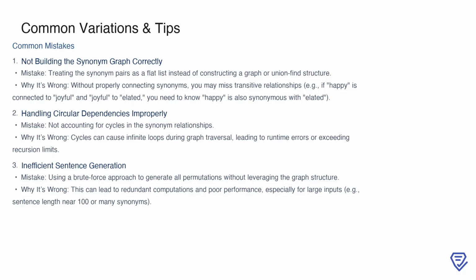Another mistake is mishandling circular dependencies. Cycles in synonym relationships can create infinite loops during traversal, which can lead to runtime errors or recursion depth issues. Lastly, inefficient sentence generation is a critical error. If you rely on brute force methods to generate all possible sentences without leveraging the graph structure, you'll end up with redundant computations and poor performance, particularly with long sentences or a large number of synonyms. These issues can significantly impact your solution's efficiency and correctness.